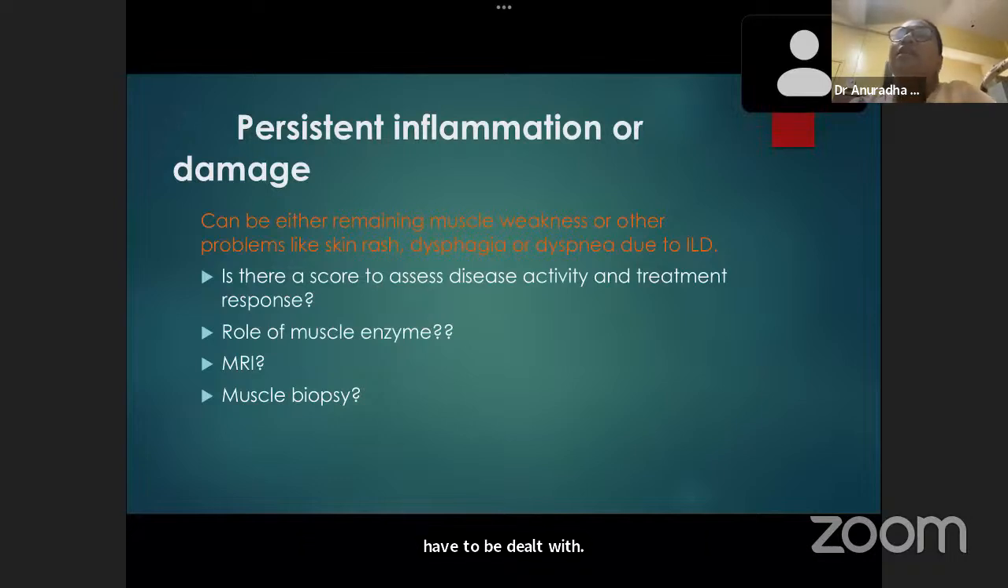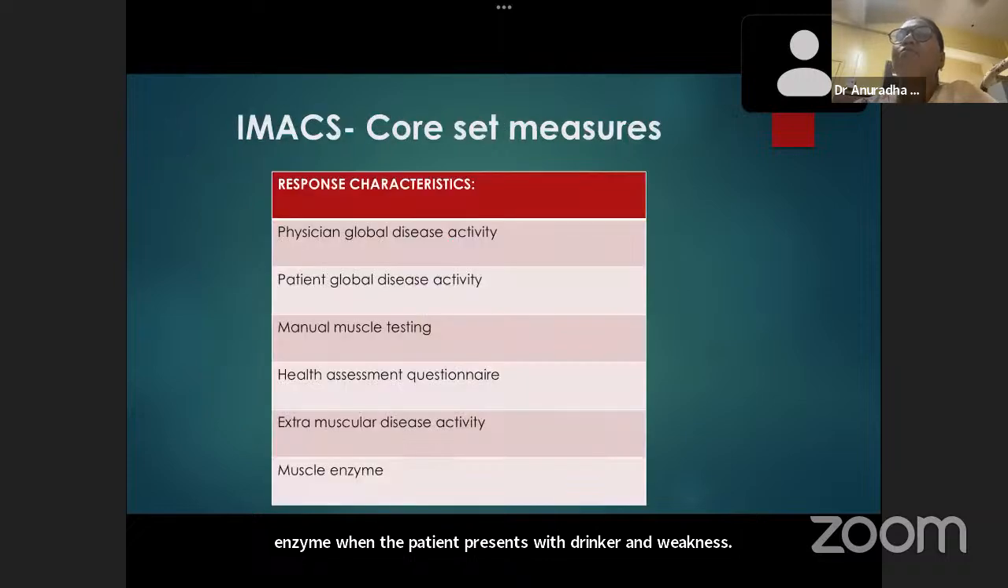So the first point: whether it is persistent inflammation or damage, which can be due to muscle weakness, or problems like skin rash, dysphagia, or dyspnea due to ILD. There are 4 points that I would like to discuss: whether there is a score to assess disease activity and treatment response, whether there is a role of muscle enzyme when the patient presents with recurrent weakness, the role of MRI, and the role of muscle biopsy.